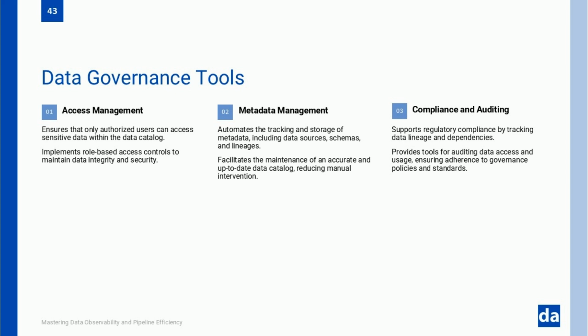2. Metadata management. If access management is the bouncer, metadata management is the librarian. Tools like Alation and Collibra organize your data assets, keeping everything cataloged, up to date, and easy to find. These tools automate the tedious process of tracking where your data lives, what it's connected to, and how it's being used. Picture a massive library without a catalog. Chaos, right? Metadata management ensures that data is accessible and trustworthy.